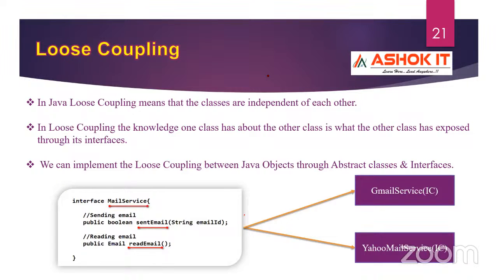Is that clear or not, guys? So this is one way of getting the loose coupling between the Java objects, guys. As I already told you, only to some extent will you get the loose coupling between the Java objects. You cannot achieve 100% loose coupling between the Java objects using the interfaces concept. Understood, guys?